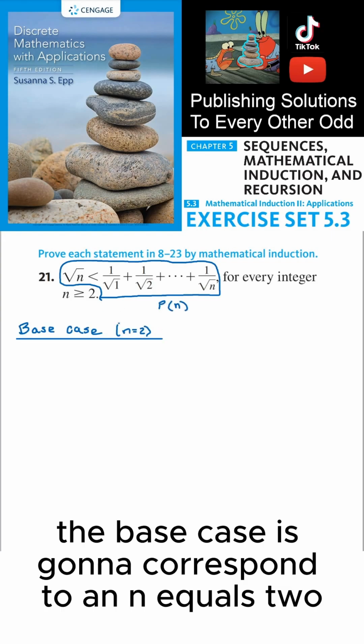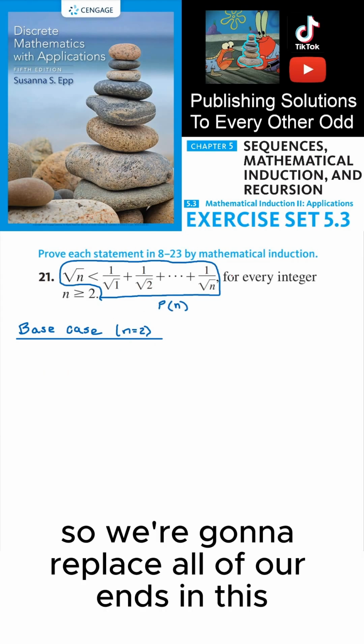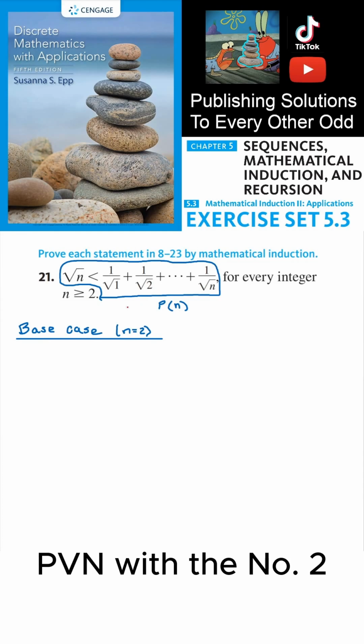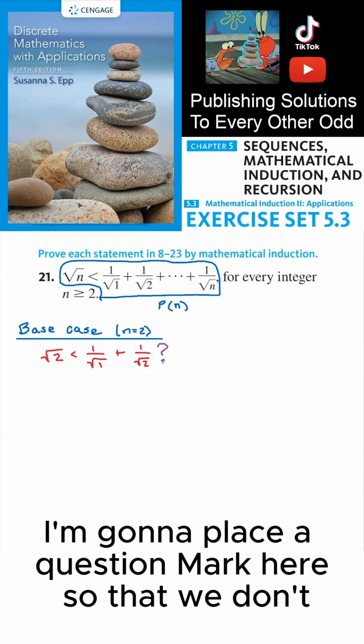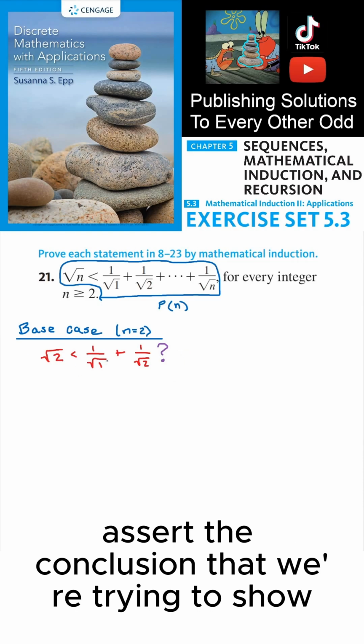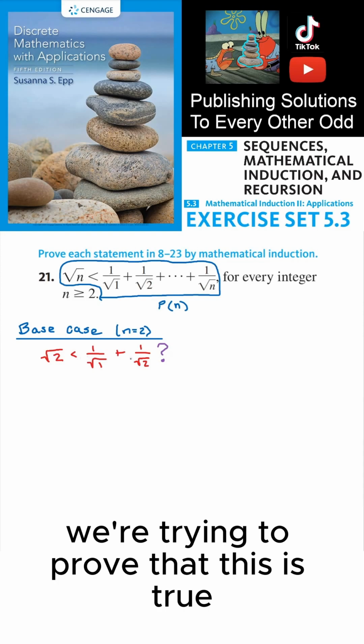The base case is going to correspond to when n equals 2. So we're going to replace all of our n's in this P of n with the number 2. After replacing my n with 2, I'm going to place a question mark here so that we don't assert the conclusion that we're trying to show. We're trying to prove that this is true.